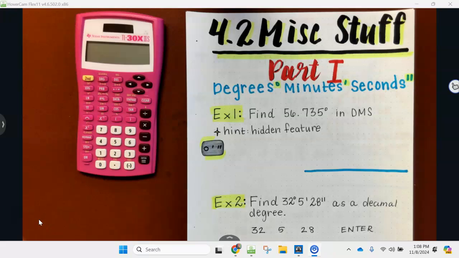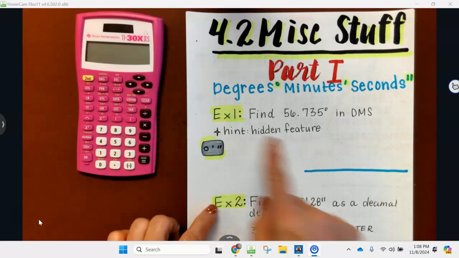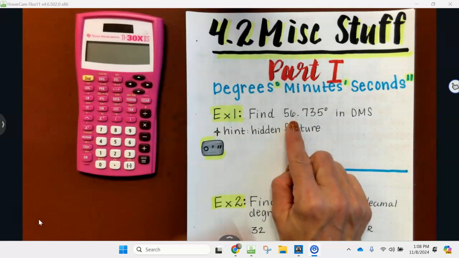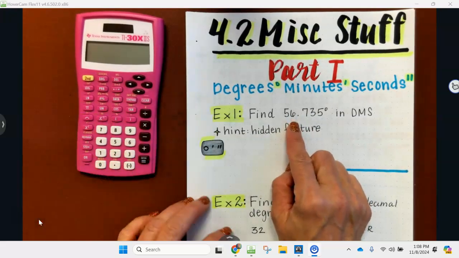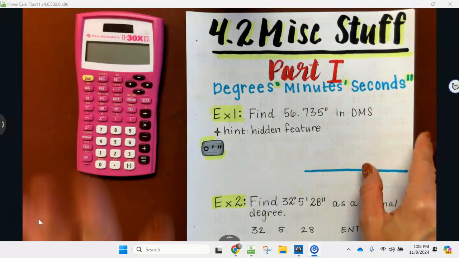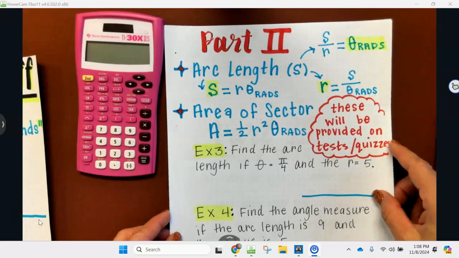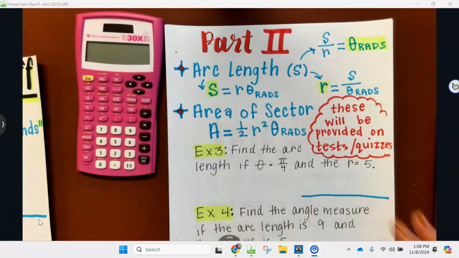Okay, today's purpose of the video lesson is to clean up some miscellaneous stuff that's happening in 4.2. Part 1, just a preview, we're going to convert degrees to a different form of measurement. It's called degrees, minutes, seconds. That's going to be part 1. Part 2, and the only other part, is going to be arc length and area of a sector.